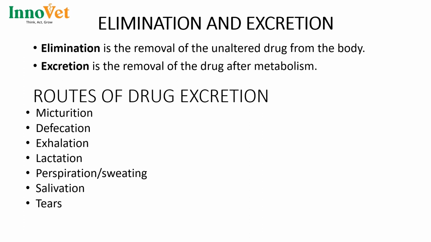Then there are various routes of excretion. We have micturition, or urination, which is done by the kidney, and it is the major route. Then we have defecation through feces, which contains the unabsorbed drug and the drug from bile. We also have exhalation through the lungs for volatile drugs, and lactation, sweating, salivation, and tears. These are minor, but the major ones are urination and defecation.